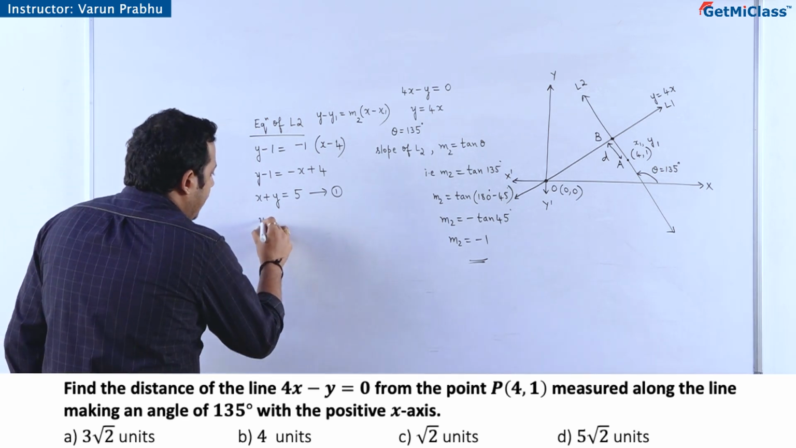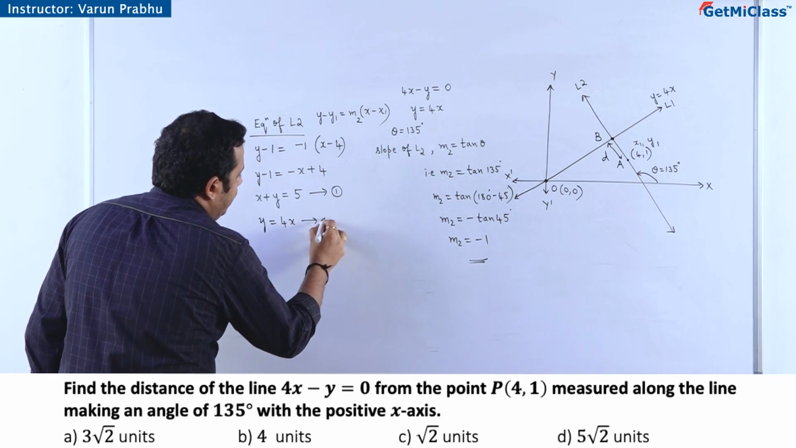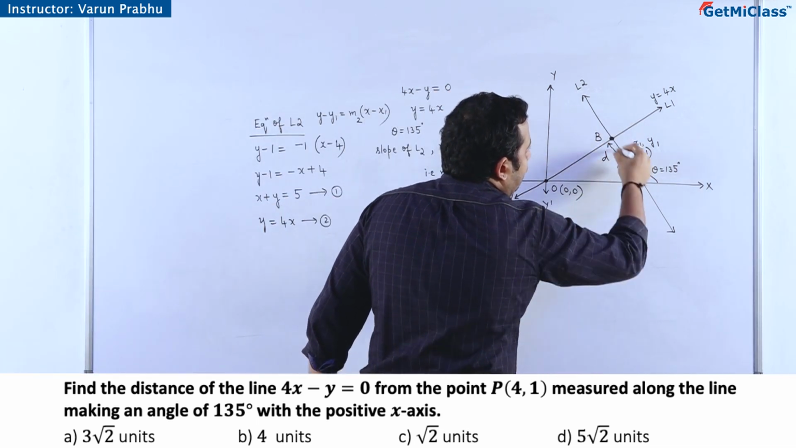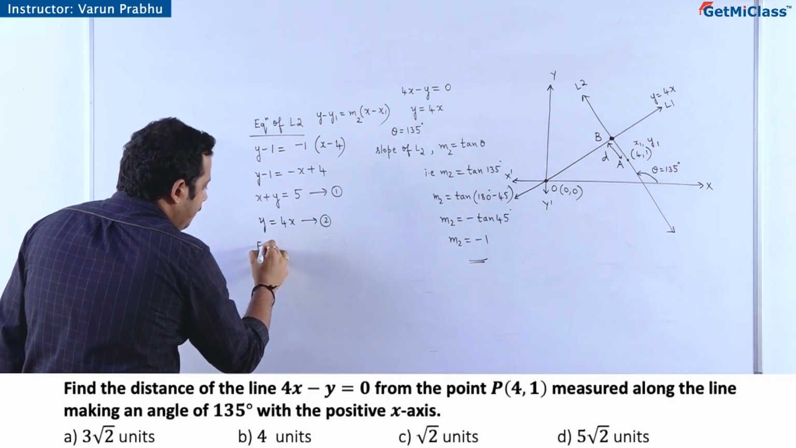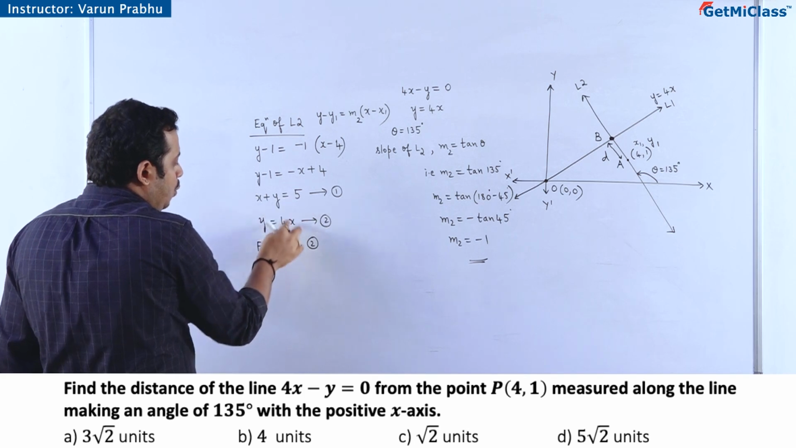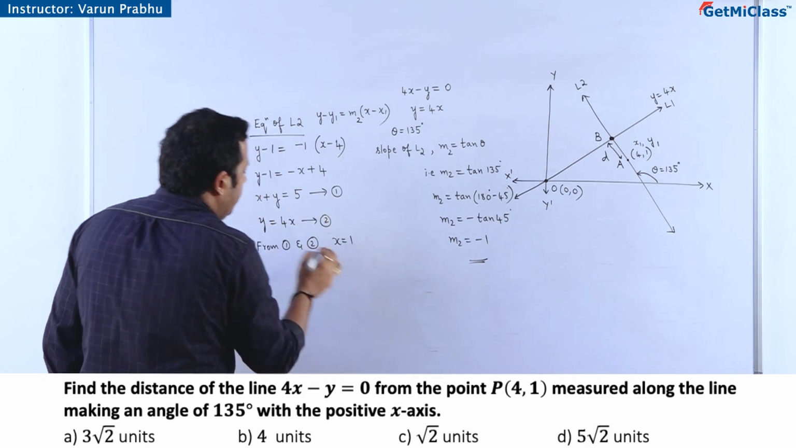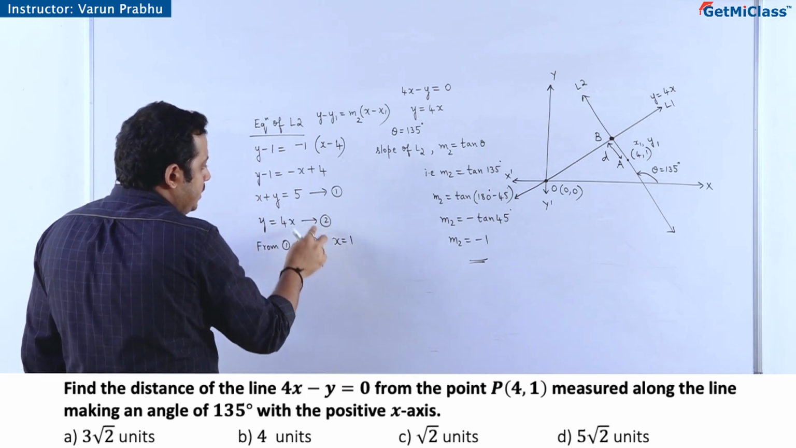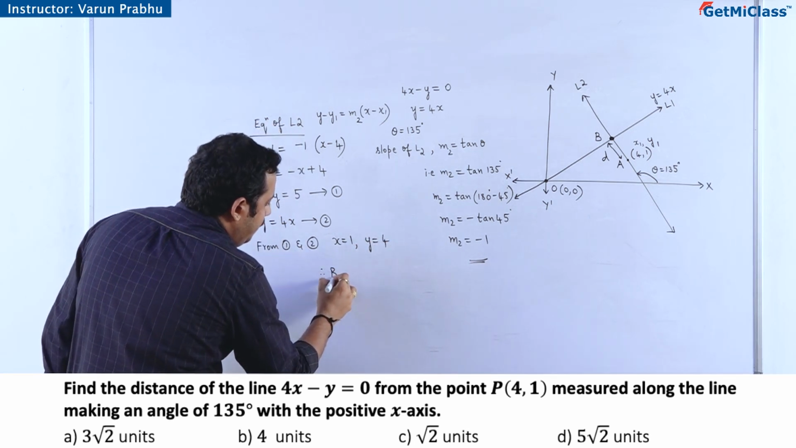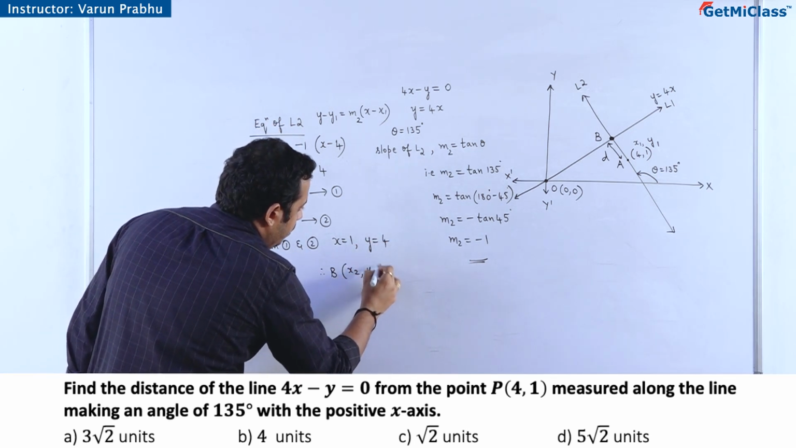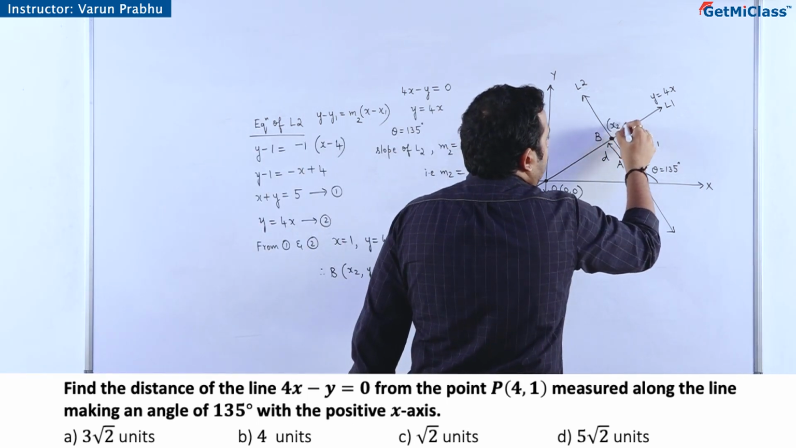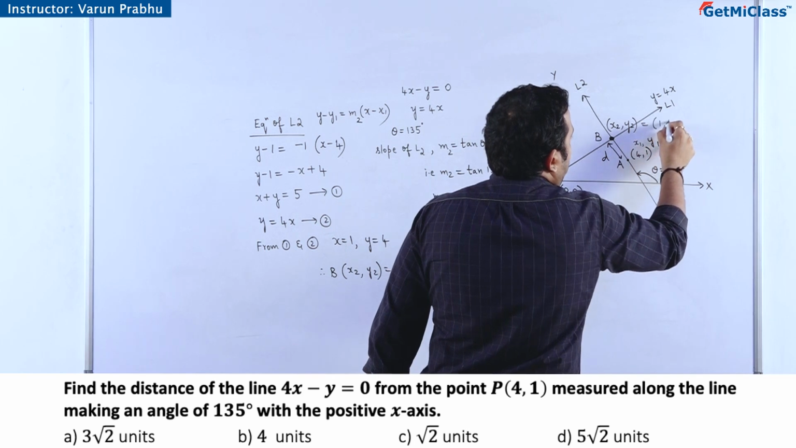Now also y is equal to 4x. This I'll put as equation number 2. Why? Because this point of intersection has to satisfy both L1 and L2. From 1 and 2, if you substitute y as 4x, 5x is equal to 5, so x is equal to 1, y is equal to 4. Therefore, the point B, (x2, y2), will be (1, 4).